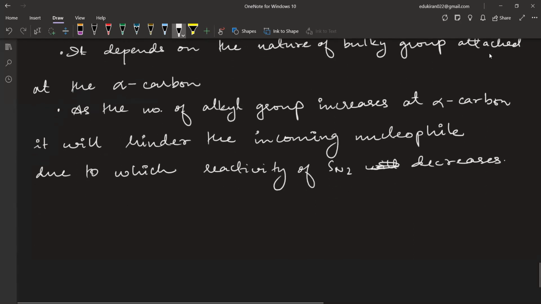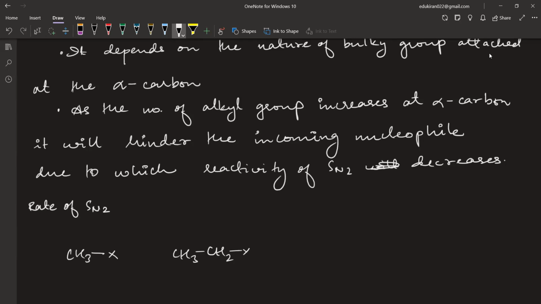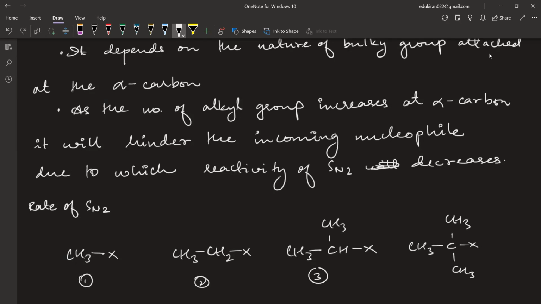Rate of SN2. Here, tell me where attack will be easier: in CH3X, or CH3CH2X, or (CH3)2CHX, or (CH3)3CX, where CH3 is also CH3. So 1, 2, 3, and 4. What do you think? Where will it be easiest to attack? Where are there the fewest brothers?